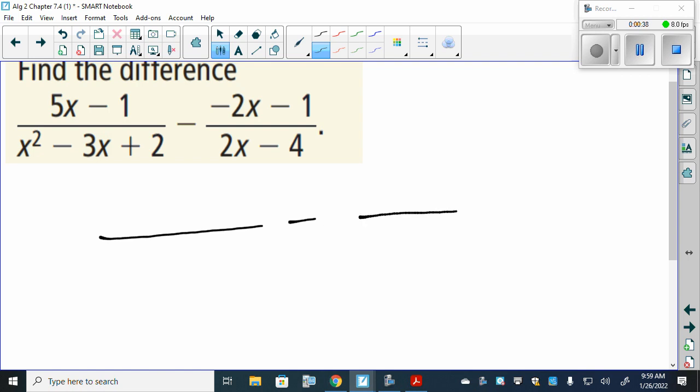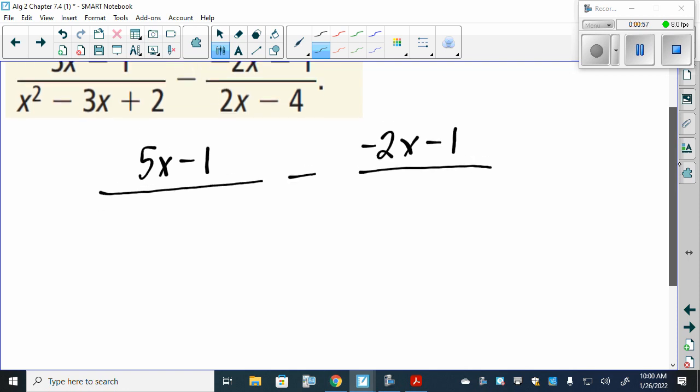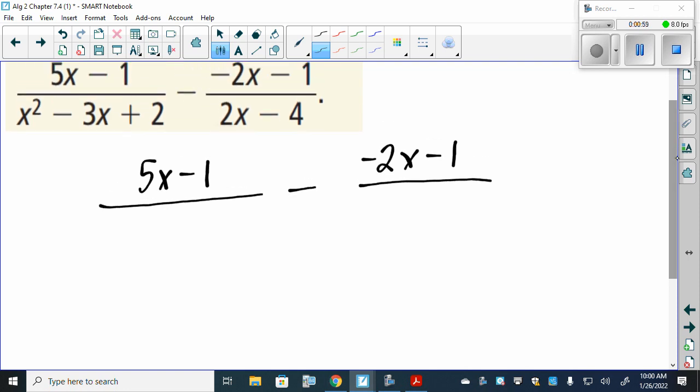Now, for these here, we're not going to be messing with the numerators first. Because as we can tell from looking at the two denominators, they're not the same, because x squared minus 3x plus 2 is not the same as 2x minus 4. So what we need to do is factor the two denominators as far as we can, and then see what we need to do to both of them to get them to be the same. Which one do we want to factor first?